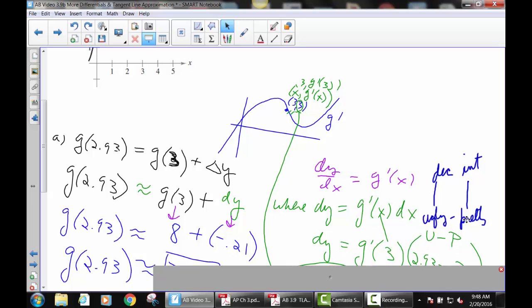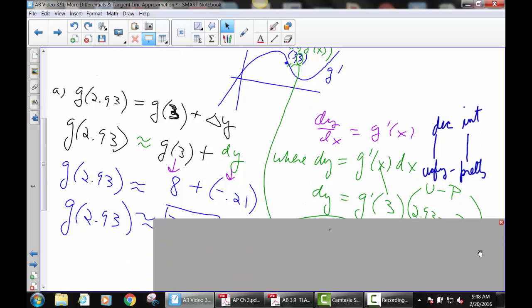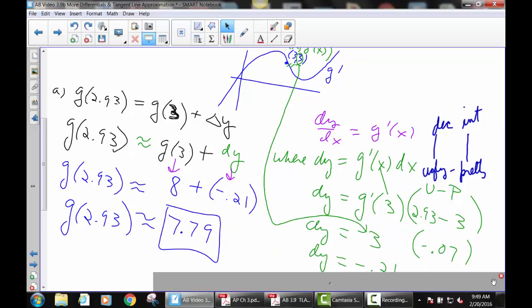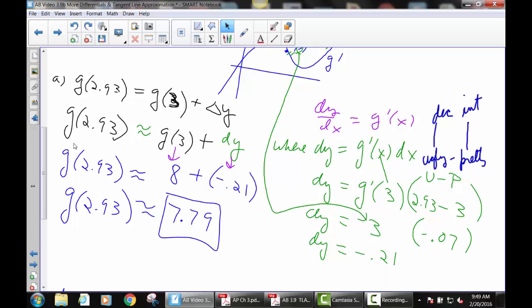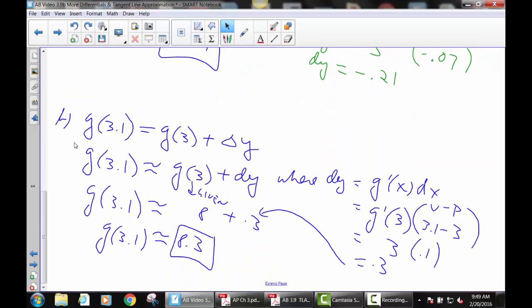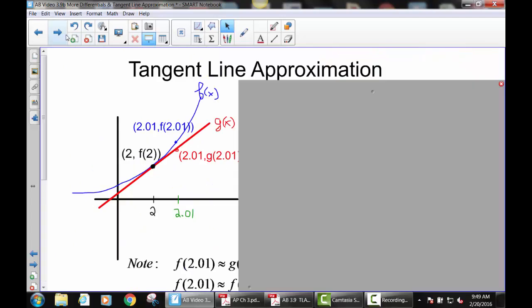Remember, it's always ugly minus pretty, or decimal minus integer. So 2.93 minus 2, and that gives you a value of dy of negative 0.21. So I come back over here, plug it in, and we're done. Same thing exactly for the other one, only it's 3.1 minus 3. So that gives a dy of 0.3.